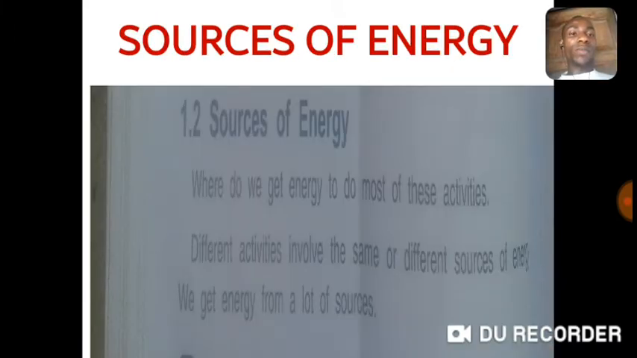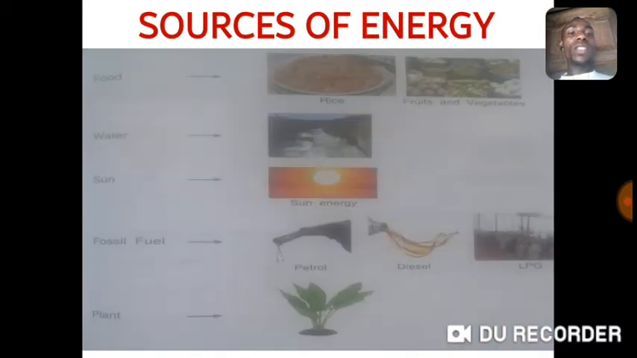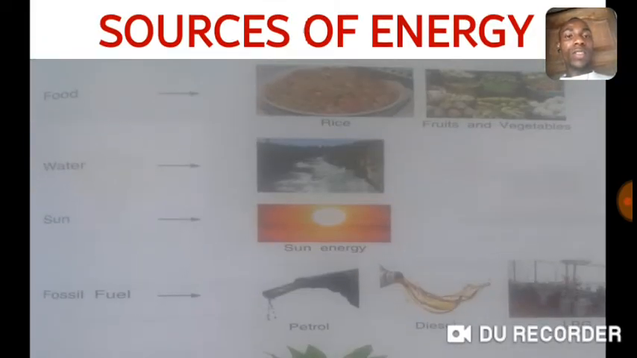Good. Sources of energy. Where do we get energy to do most of these activities? Different activities involve the same or different sources of energy. We get energy from a lot of sources. Now let's look at some of these sources of energy. We have food.